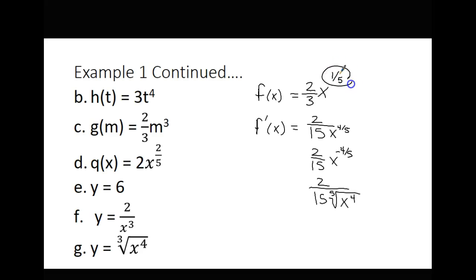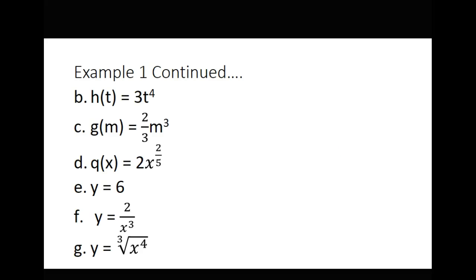Yeah, so if you multiply this times the front, you're going to get 2 times 1 is 2, and 5 times 3 is 15. And then if you subtract these, you get negative 4/5. All right, so there's that. Move on to part E.